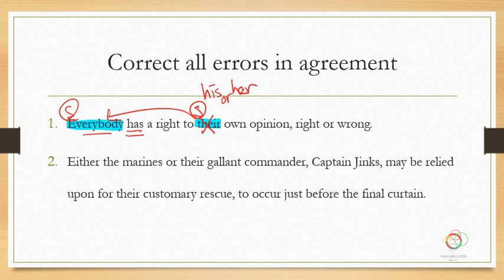Okay. Number 2, either the Marines or their gallant commander, Captain Jinks, may be relied upon for their customary rescue to occur just before the final curtain. And I think the only pronoun I notice is the their here. Okay. So who's the they? They're going to be relied upon for their customary rescue, but we have to analyze how they were mentioned. The way they were mentioned is with the conjunction either, blah, blah, or. Okay. So either the Marines or the commander. Captain Jinks is just a positive for the commander, so let's ignore that for now because it's just the name, no pronouns there. So either the Marines or the commander may be relied upon.